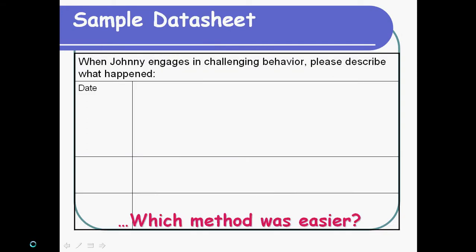Now remember when I said sometimes we try to collect too much information? Here's an example of what sometimes happens. A data sheet might look like this. When Johnny engages in challenging behavior, please describe what happened. And then we end up getting a full page or even longer of a really detailed description of what happened, but we still didn't get the information that helps us in identifying the function of the behavior, like the antecedents and the consequences. So you want to be careful about what kind of data sheet you're using and that it's going to get you the information that's helpful.